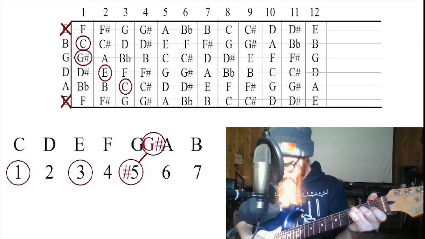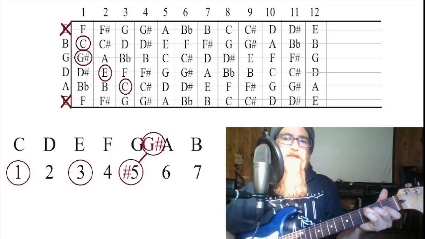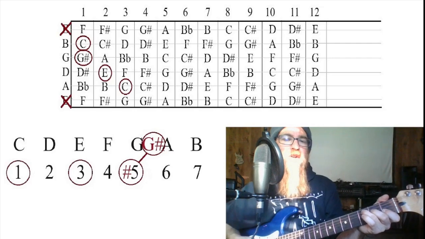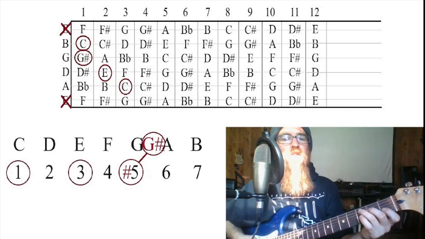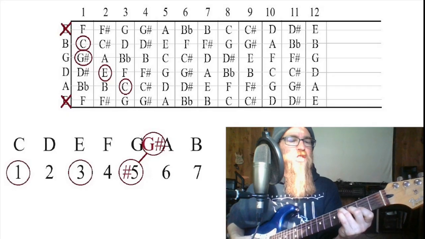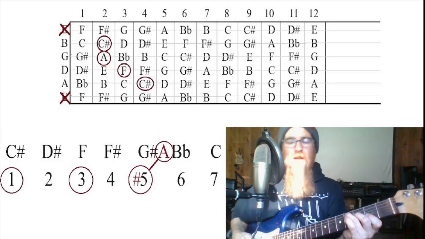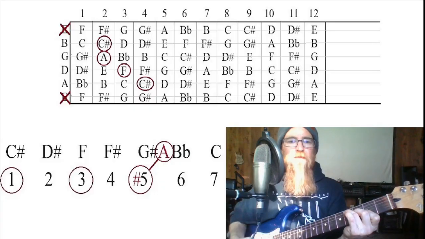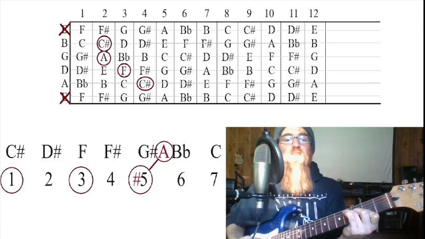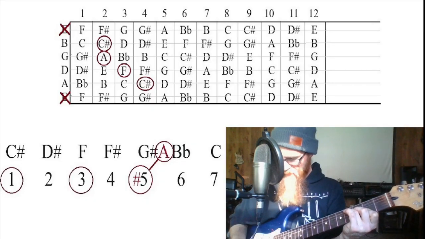F major, C augmented. So it's an open F major formation. You're moving everything up one string apiece, and you're going to C augmented with C, E, and G sharp. And then C sharp augmented with C sharp, F, and A.